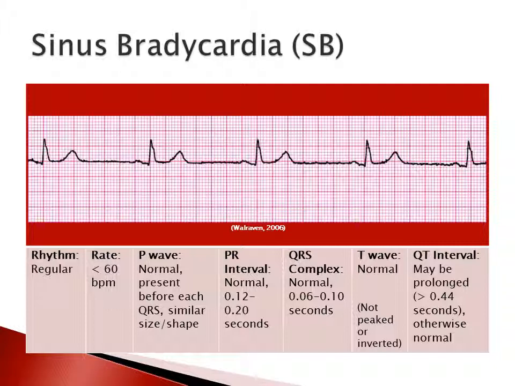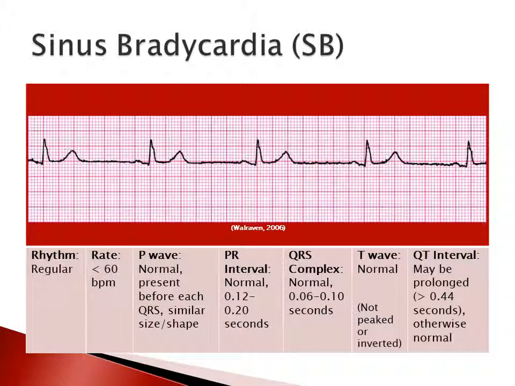The PR interval measures 5 boxes, which is normal, and that falls within that 0.12 to 0.20 range because it's 0.20 seconds long. The QRS complex is 0.10 seconds, which is within that normal range, and it takes up 2.5 small boxes. The T waves are present all the way across the strip, and they do not appear to be inverted or peaked.